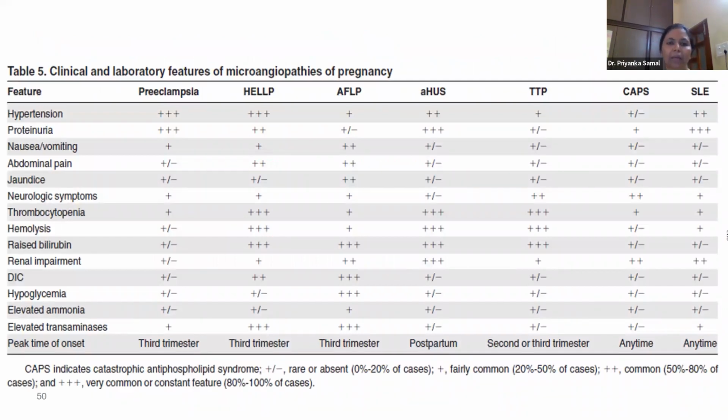So these are some of the microangiopathies you see in pregnancy. This has been taken from How I Treat Thrombocytopenia in Pregnancy. It is by the ASH. You can go through the whole chart itself.